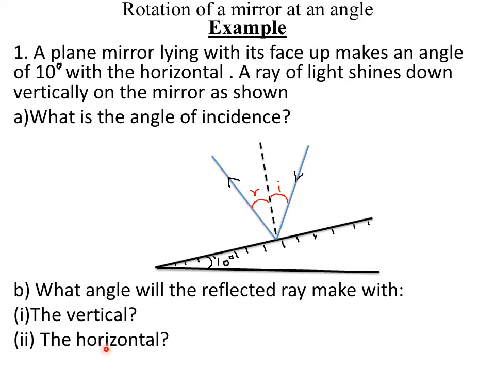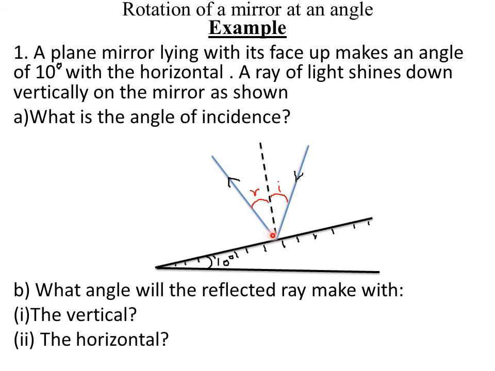Then Roman 2, we are also asked to find the horizontal. That is, what angle will the reflected ray make with the horizontal? Now, which is the horizontal in this case? The horizontal they are talking about is actually this line down here. This is what we are calling the horizontal. So this is our reflected ray, and they want the angle between the reflected ray and the horizontal.